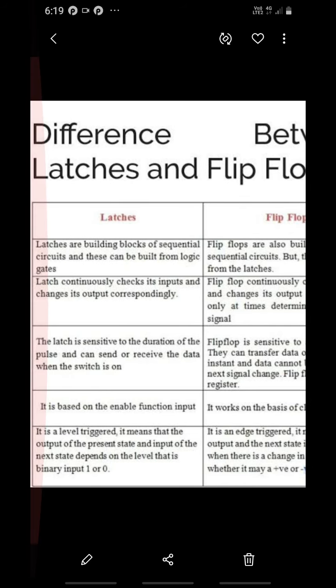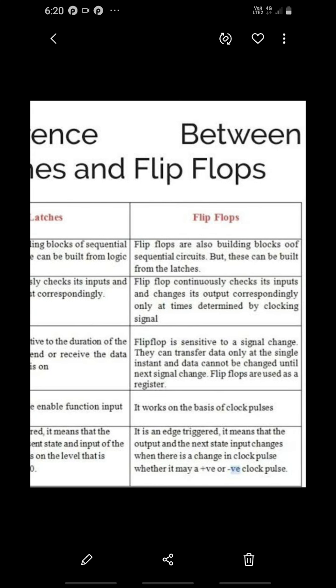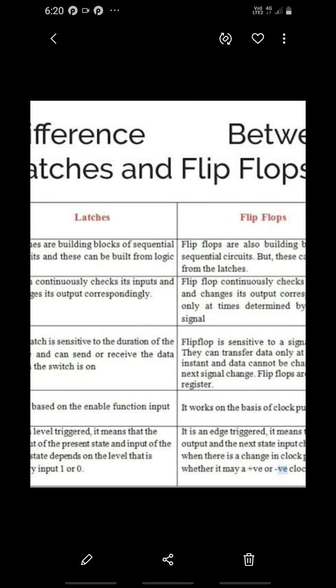The second difference: a latch continuously checks its inputs and changes its output correspondingly, and a flip-flop continuously checks its input and changes its output correspondingly only at times determined by clocking signals. That means in latches no clock signal is required, but in a flip-flop a clock signal is required.